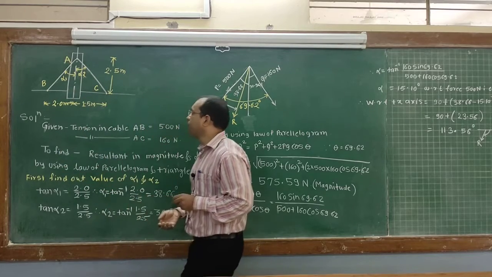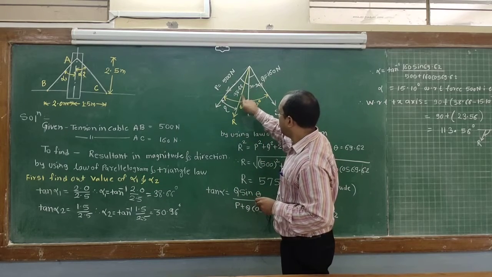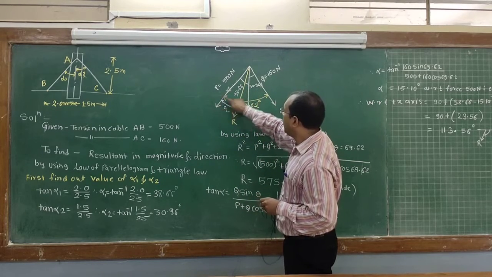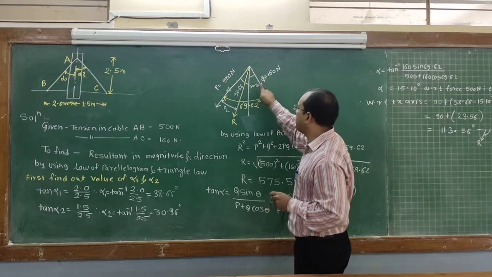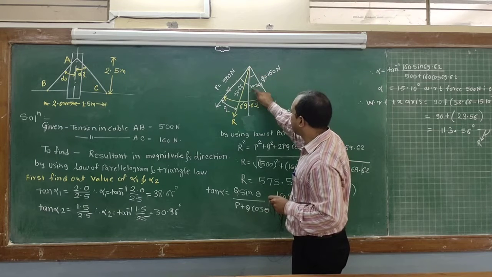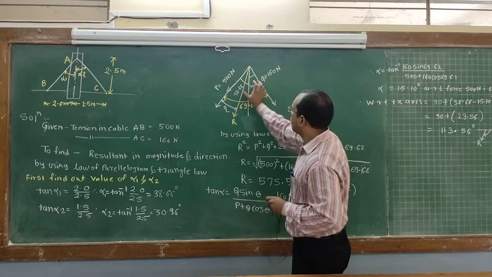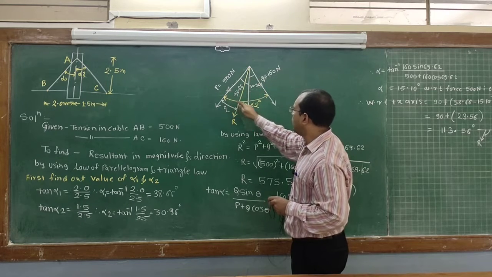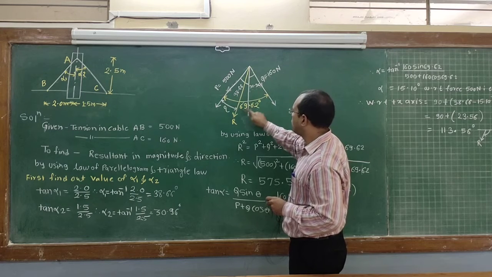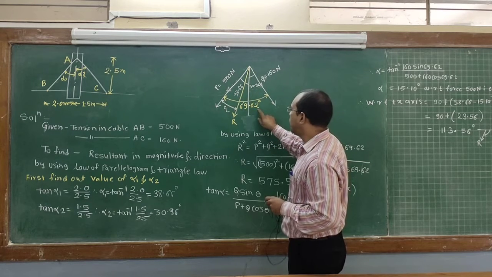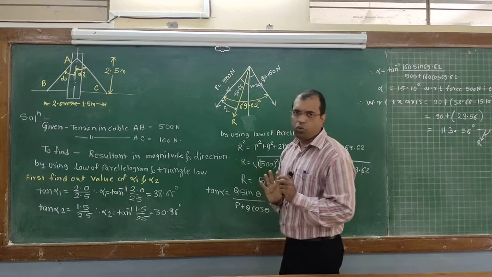So for that, I have drawn one figure in front of you. The angle made by the cable AB with respect to vertical is 38.66. Similarly, the angle made by the cable AC with respect to vertical is 30.96. If we add these two angles, I will get the total included angle, that is 69.62. Let's say this is your resultant R, but where it lies, we don't know.